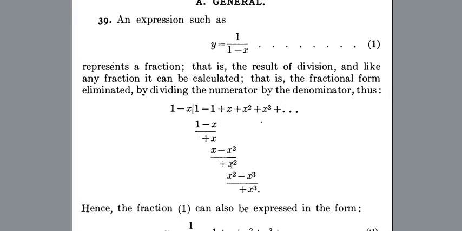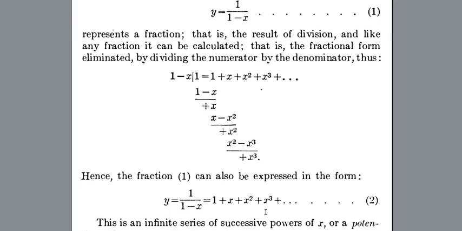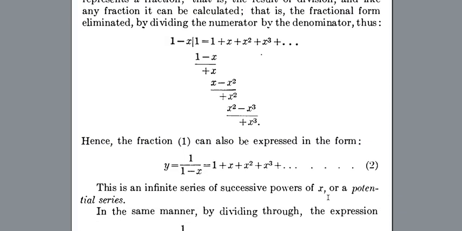Third division, divide the new remainder, x squared, by 1. The result is positive x squared. The remainder is negative x cubed. Fourth division, divide the new remainder, negative x cubed, by 1. The result is positive x cubed. The remainder is x to the power of 4. This pattern continues indefinitely, generating terms of the series one by one. Each term corresponds to a higher power of x.